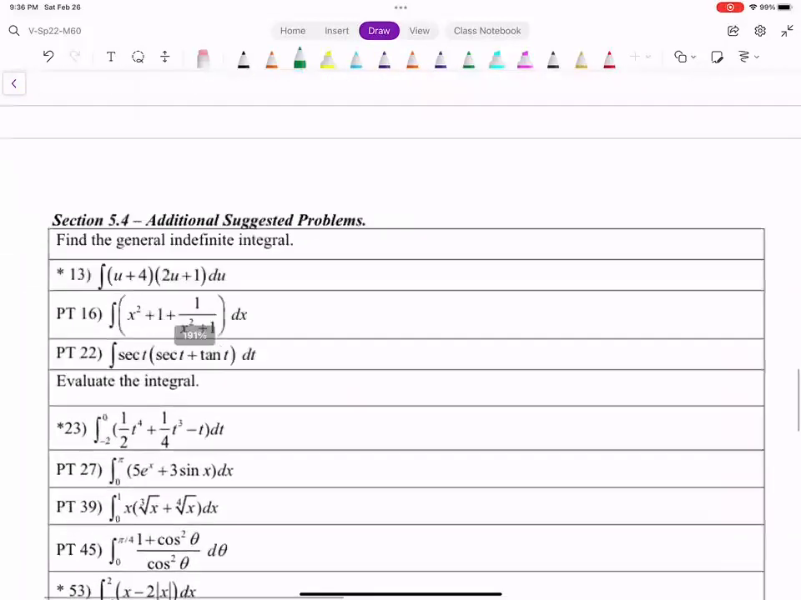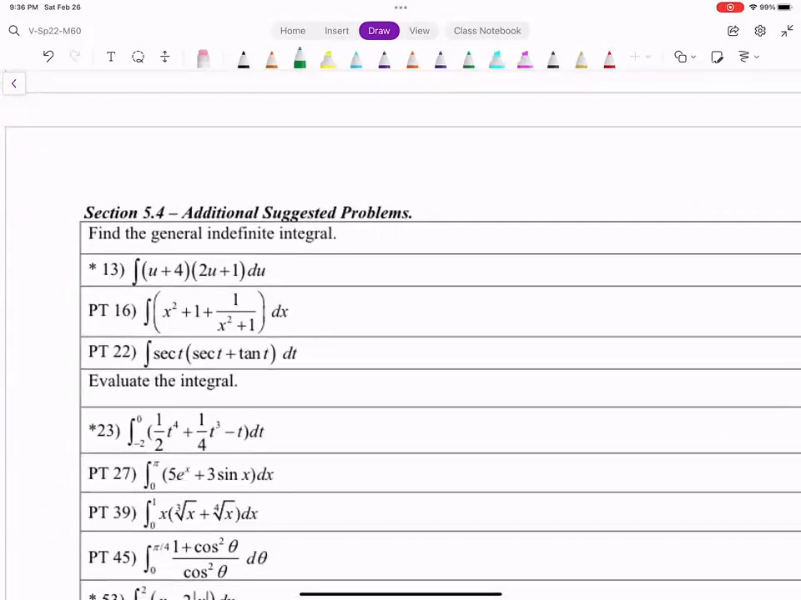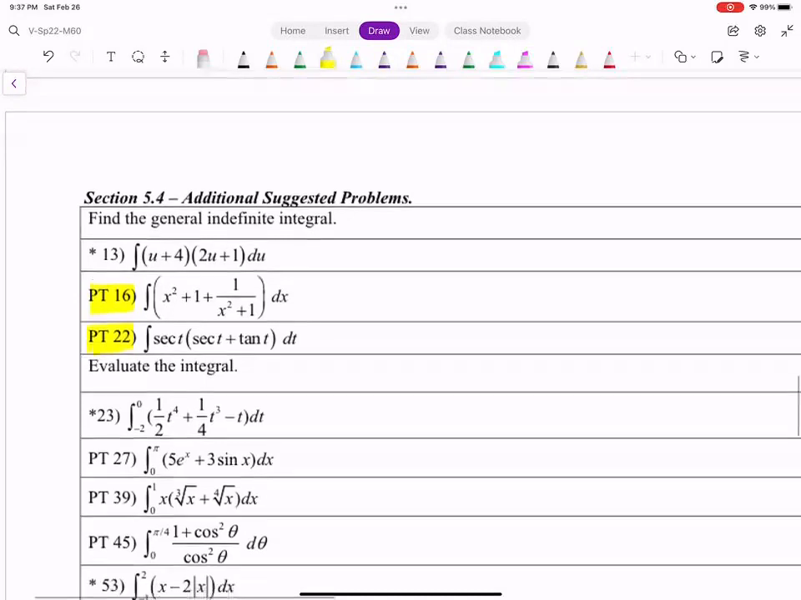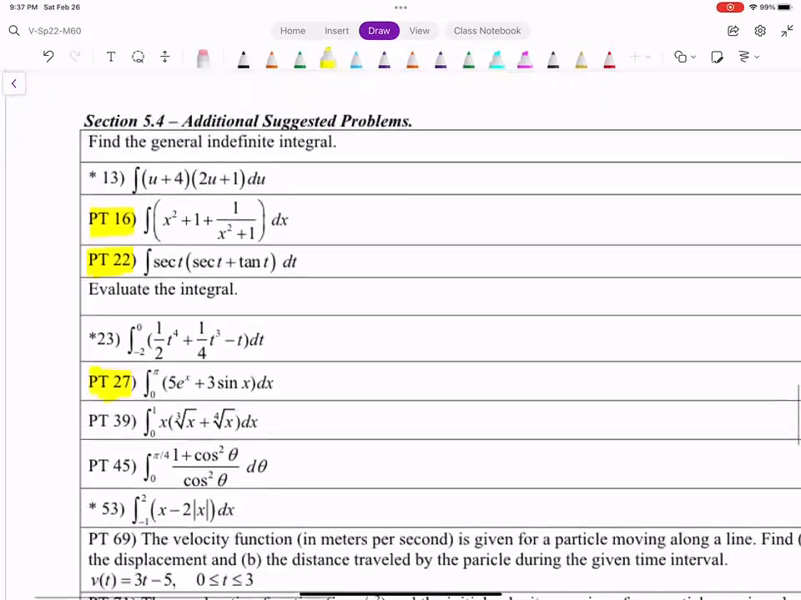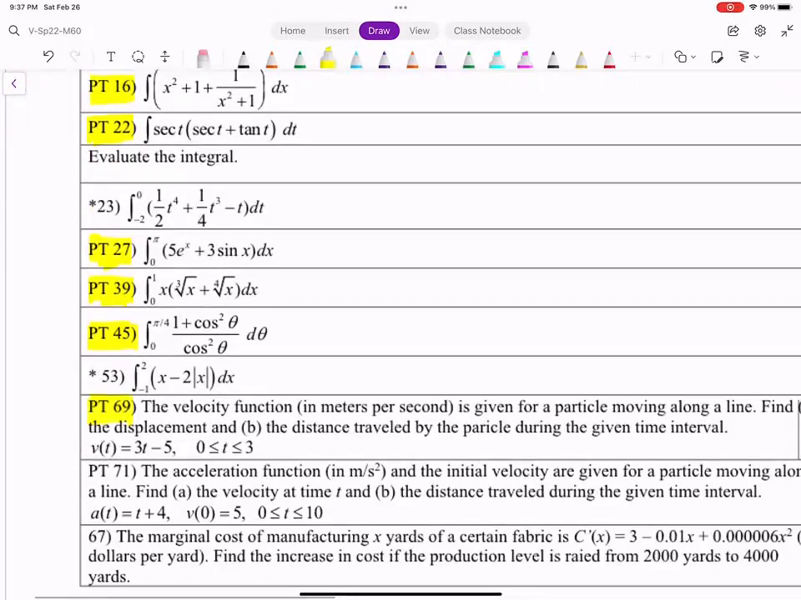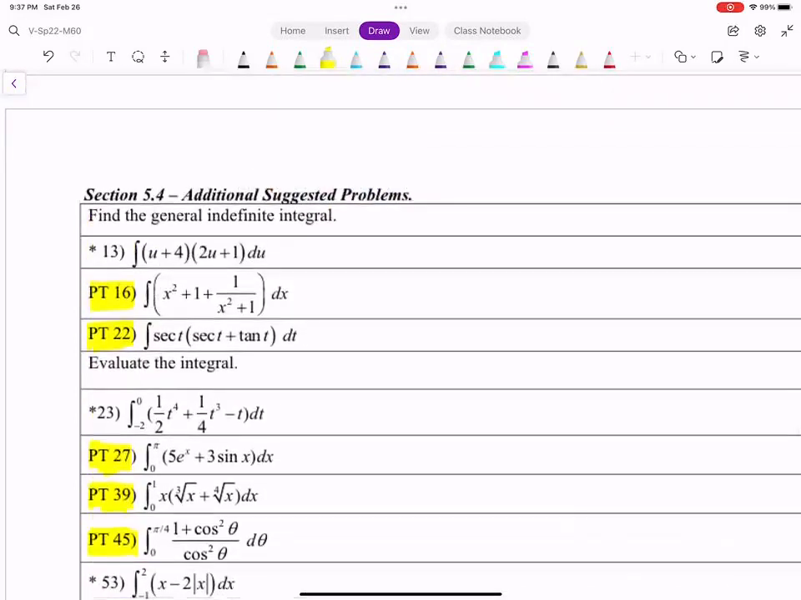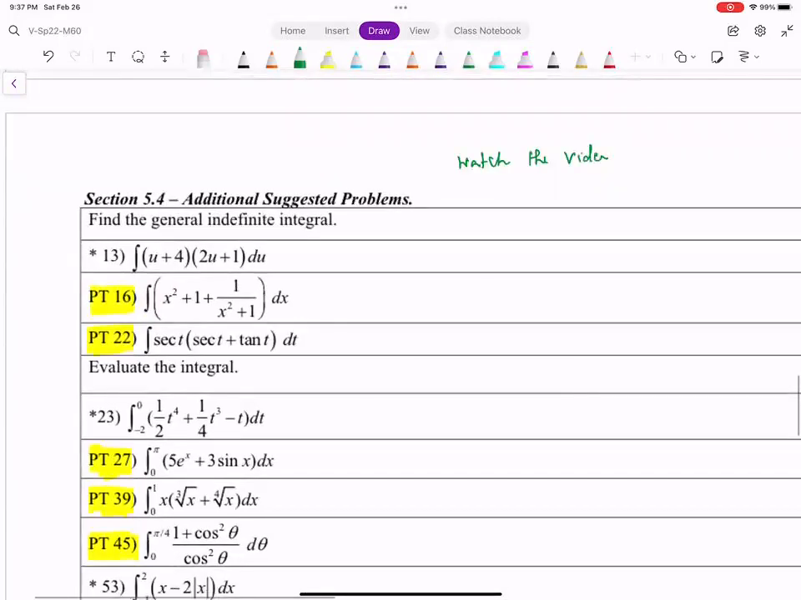Let's take up some additional problems to practice this concept. There are some videos which are already made. You will see them in the section videos. For example, practice test number 16, practice test number 22, number 27, 39, 45, then 69, 71. All these are done in the section videos. For this video, we will do a couple of problems. So watch the videos for the following problems.